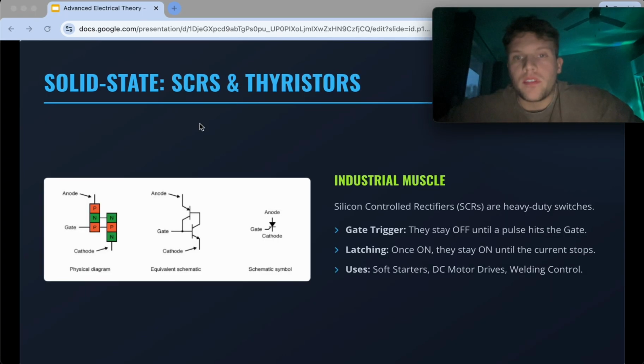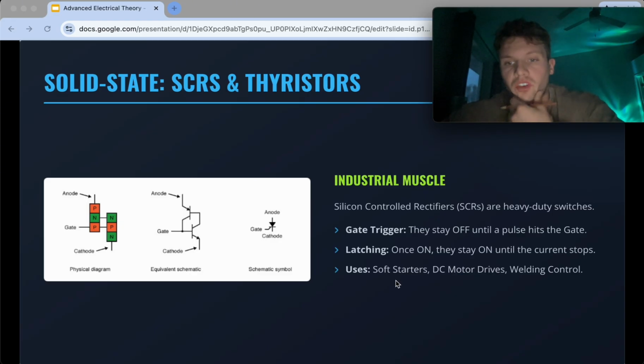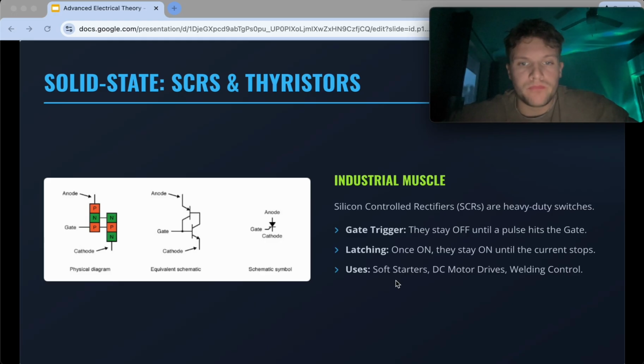Solid state SCRs and thyristors. They call it the industrial muscle, right? The silicon controlled rectifier, SCRs, are heavy duty switches. These are used for things like gate trigger: they will stay off until a pulse hits the gate here. Latching: once on, they'll stay on until the current stops. That can be useful in some scenarios. You can think of this as used for soft starters, DC motor drives, and welding controls.